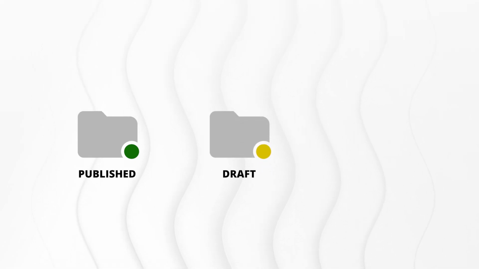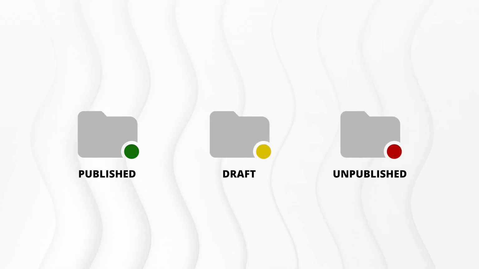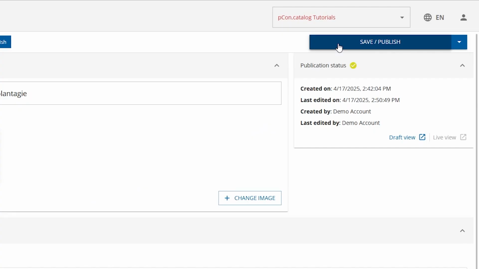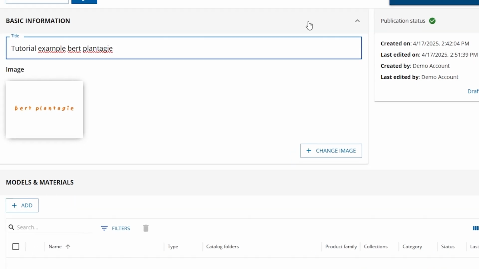By default, every new folder is created in draft mode. This means it's visible in the editor, but not yet published to the pCon.catalog. Use the Save Publish button to make it active and visible in the front end.